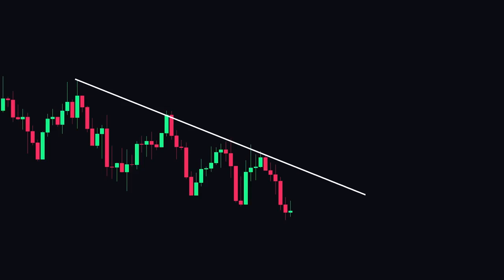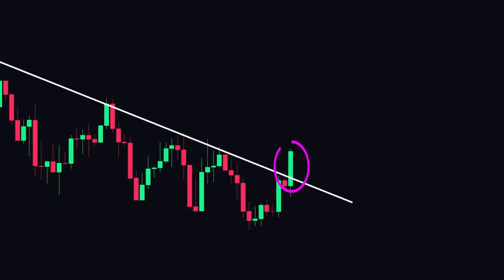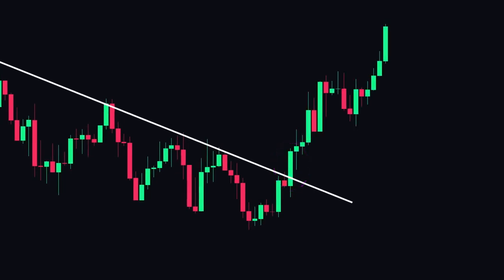Let's say we have an established trend line during a downtrend. Normally, if price breaks out of a trend line, it signals a trend change to an uptrend, because a trend line break tells us that the existing downtrend structure has been broken.